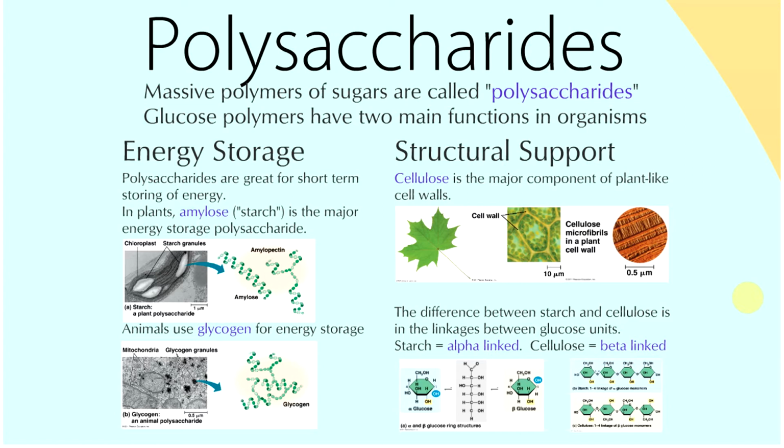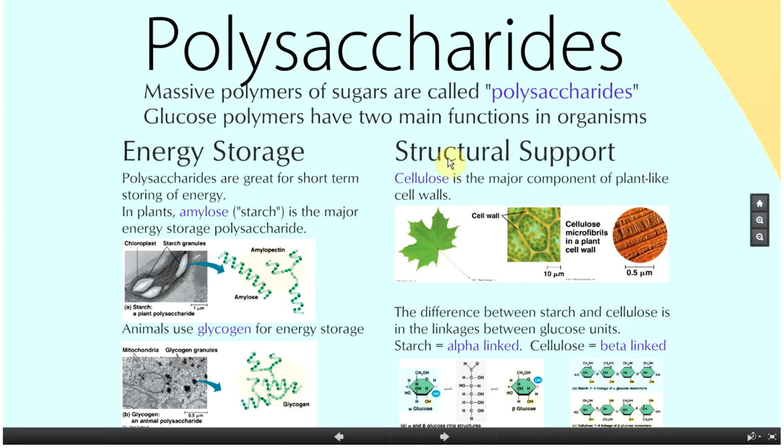Glycogen in animals, or in humans specifically, is stored inside our livers, and when we're exercising, our body will release that glycogen from our livers, break it down into glucose, and then use cellular respiration to convert glucose to ATP, a really quick source of energy.